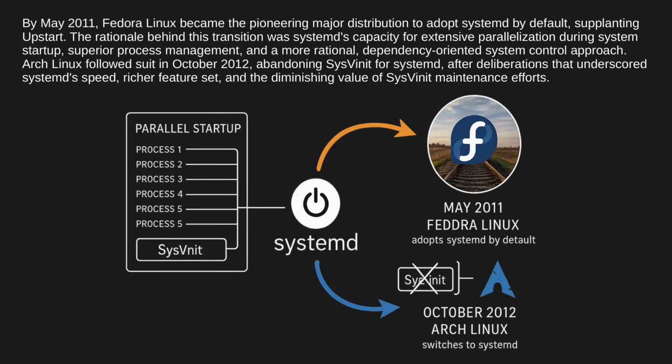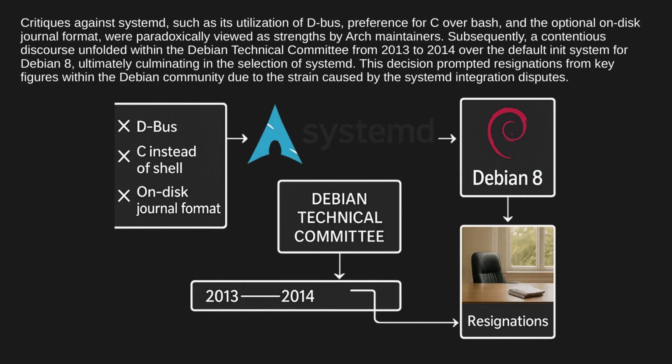Arch Linux followed suit in October 2012, abandoning sysvinit for Systemd, after deliberations that underscored Systemd's speed, richer feature set, and the diminishing value of sysvinit maintenance efforts. Critiques against systemd, such as its utilization of dbus, preference for C over bash, and the optional on-disk journal format, were paradoxically viewed as strengths by Arch maintainers.